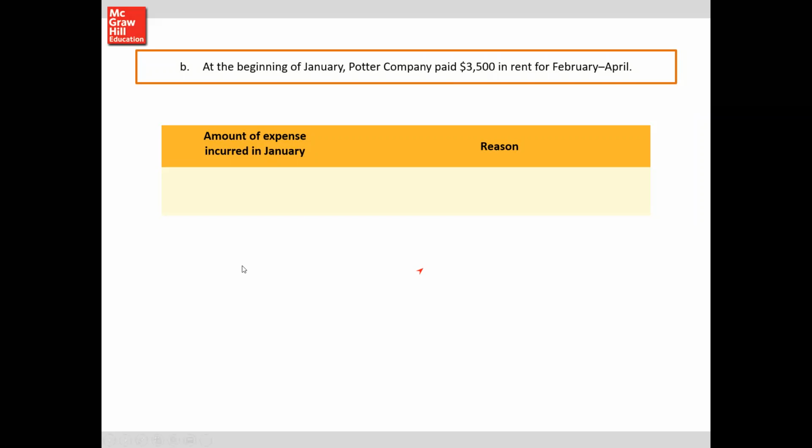At the beginning of January, they paid $3,500 in rent for February through April. Again, that's going to be a prepaid expense. So those expenses won't be recognized till the months of February through April. So in this case, you'd be saying $0.